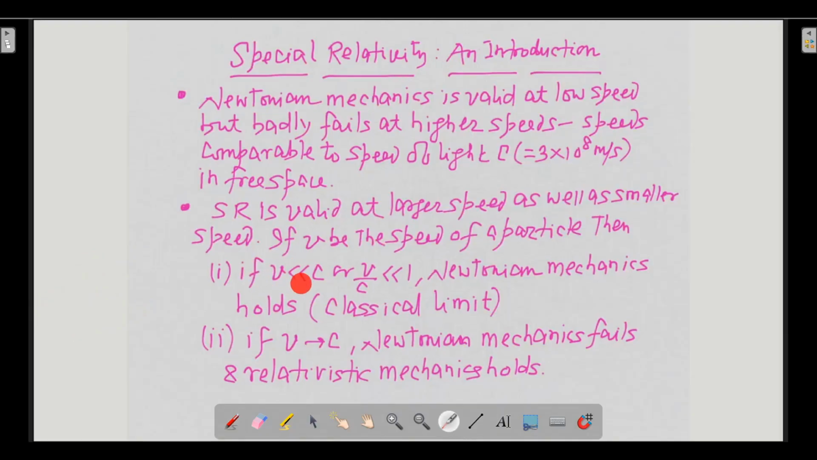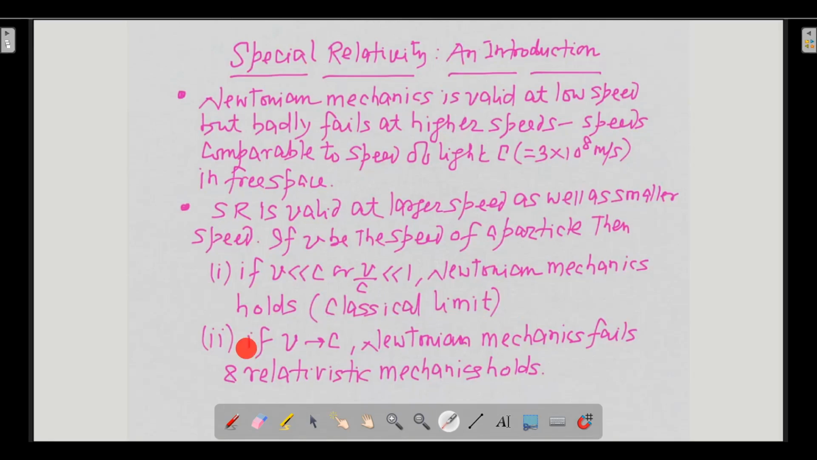So if the speed of a particle v is much smaller than the speed of light c, or you can say, if you divide this relation by c, what will you get? You will get v by c on one side, and c by c will cancel and give you 1. So if the ratio v by c is much smaller than 1, then what will happen? Then Newtonian mechanics will hold good. This is called the classical limit.